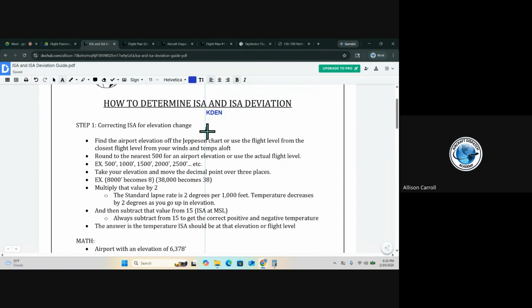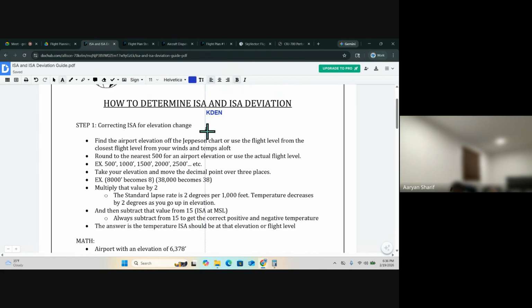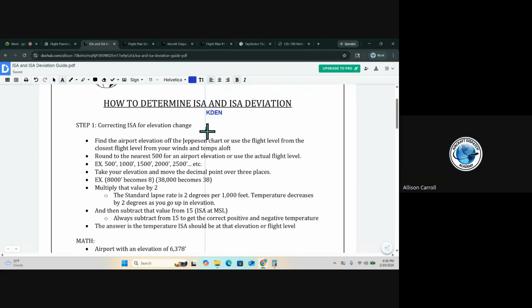Now we think of the standard lapse rate. What is the standard lapse rate? And don't look at this page because it actually tells you. What's the standard lapse rate? 2 degrees Celsius per 1,000 feet. Yeah, 2 degrees per 1,000 feet, right? Meaning as you go up in elevation, the temperature is going to decrease 2 degrees Celsius per 1,000 feet as you increase in elevation.